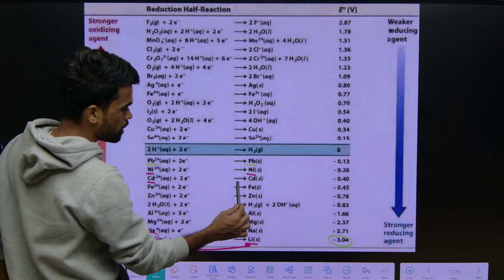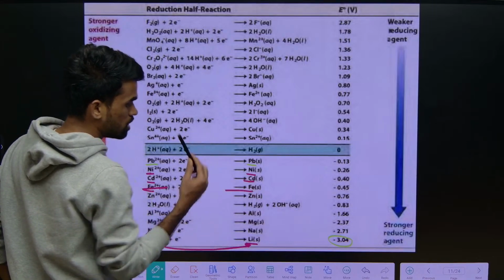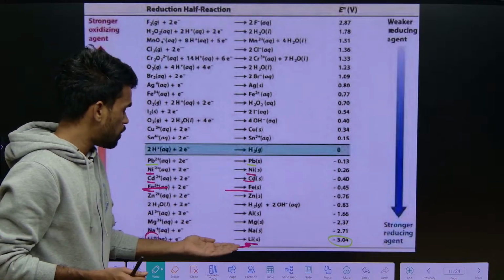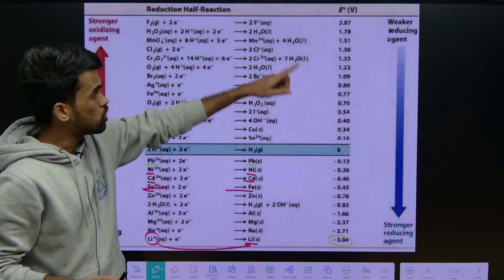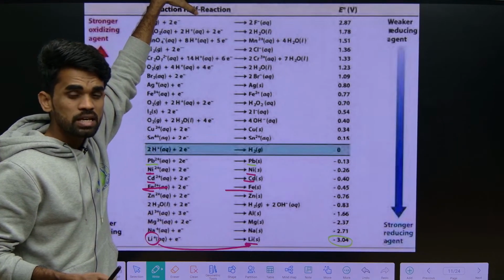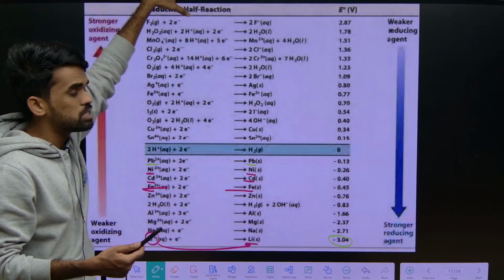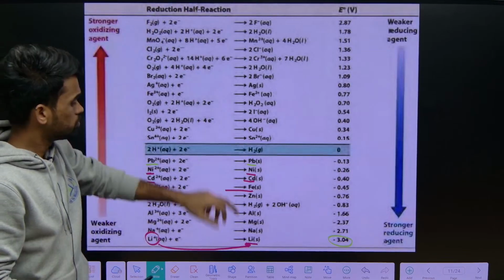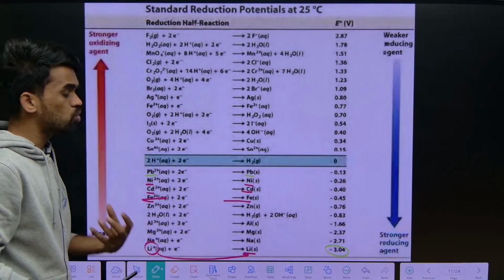Cd²⁺ converting into cadmium, Fe²⁺ converting into iron. So all these are reduction potential values only. From top to bottom, if you observe the reduction potential values, the bottom is negative and the top is positive. It means the one at the top of this series can undergo reduction very easily. Now, out of these species, which is undergoing reduction more easily?